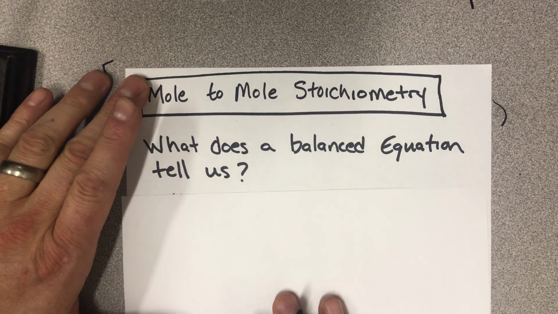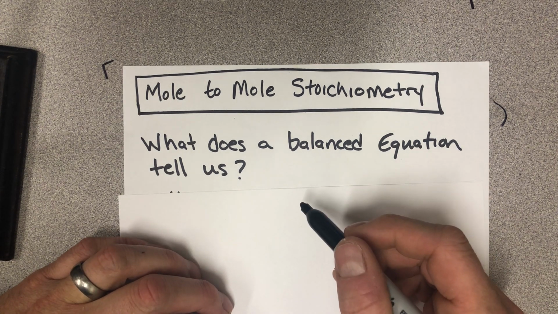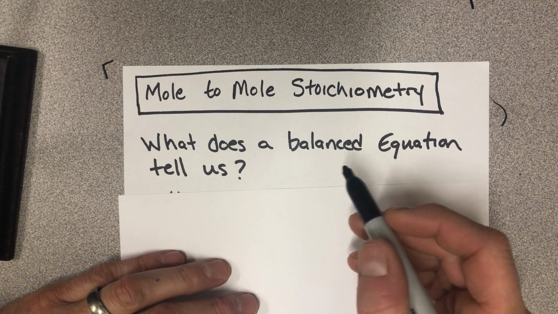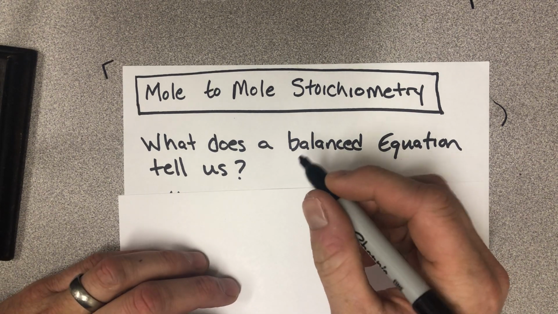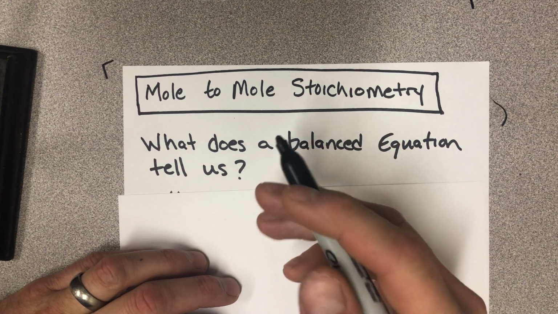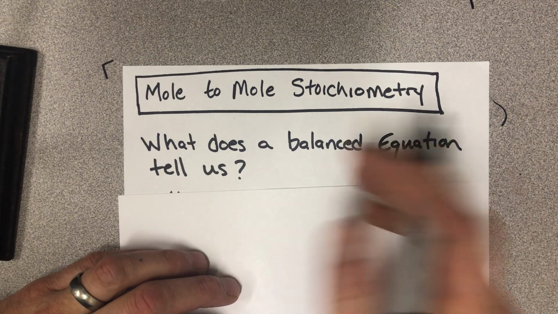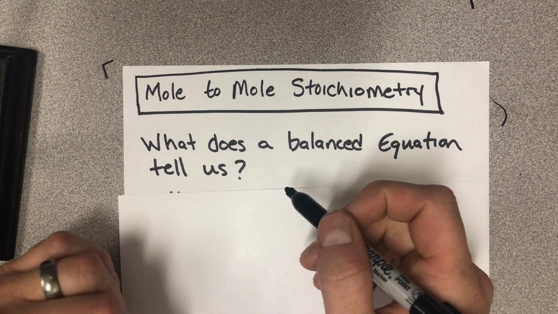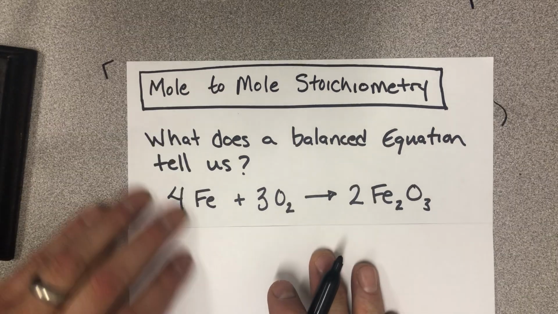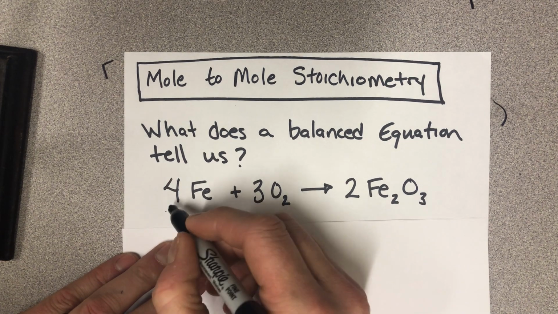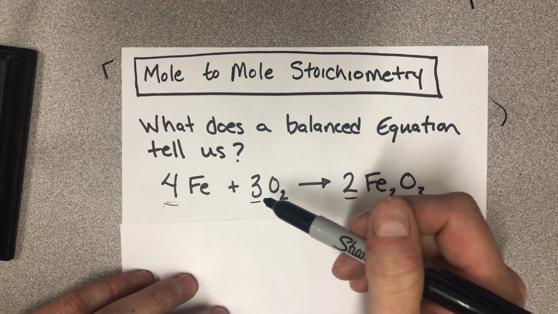So the first thing we want to talk about here is what does a balanced equation actually tell us? So when we balance a chemical equation, what we've tried to do is follow the law of conservation of mass so that all of the reactant atoms are represented as product atoms as well, and we do that through that bookkeeping method of balancing equations that we already know how to do. So here is a balanced chemical equation. We can see our coefficients 4, 3, and 2. And let's talk about what this was really telling us.